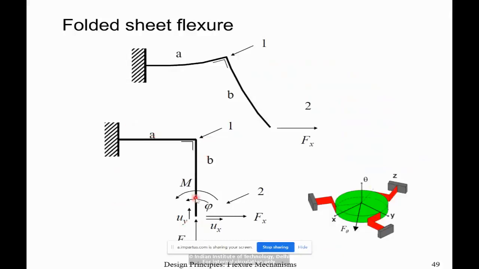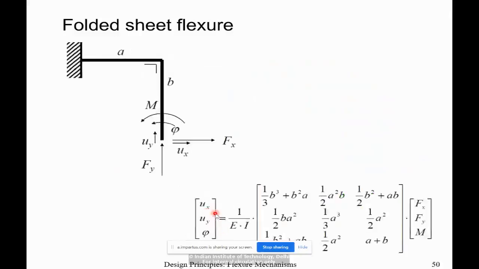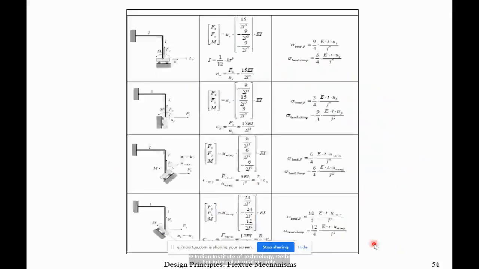If you have a folded leaf spring or folded structure, and you apply forces and moments at the end, and you have corresponding displacements ux, uy, and phi, what will be the equation? So this is a generalized formulation. It's written in terms of a compliance matrix, just the inverse of a stiffness matrix. On this side you have your displacements, and on the other side you have the forces acting, connected by either a stiffness matrix or a compliance matrix. Here, this is the compliance matrix. And this is the generalized one.